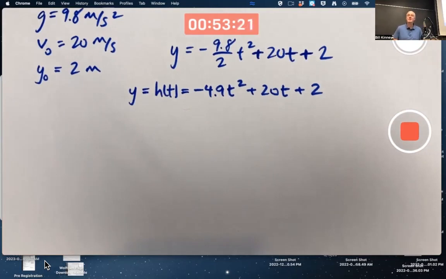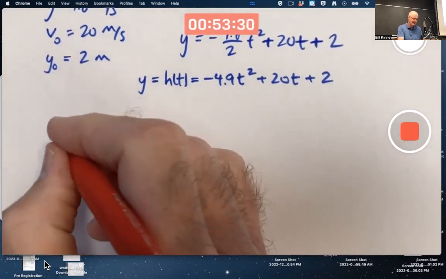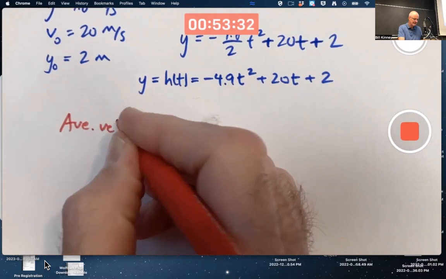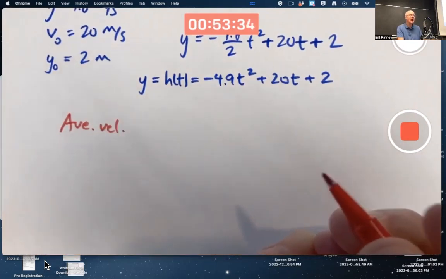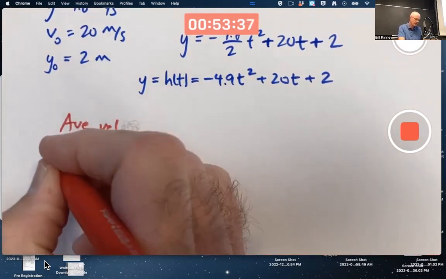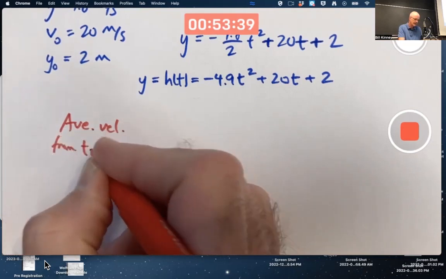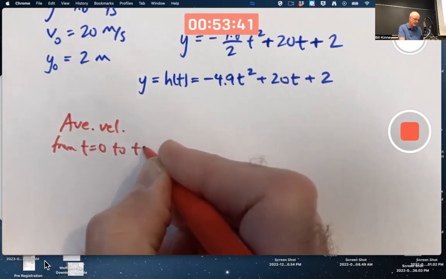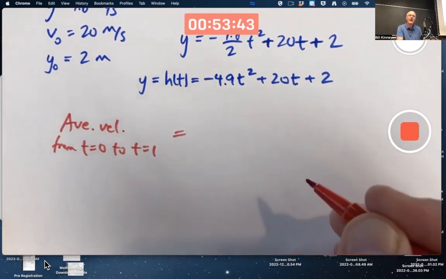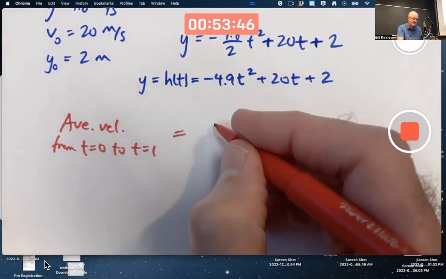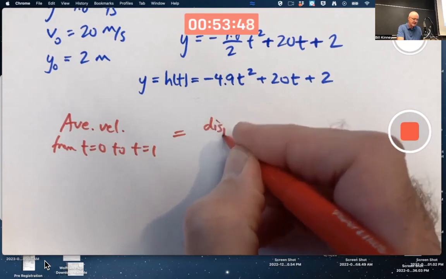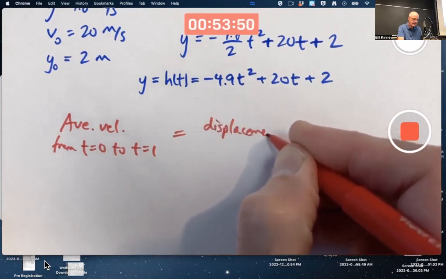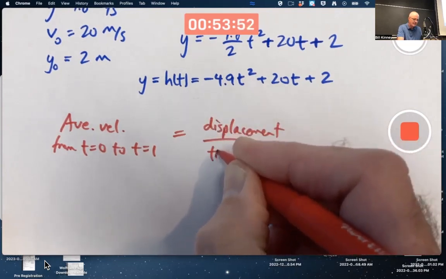I might want to figure out an average velocity. How do you figure out an average velocity? Average velocity, say from time 0 to time 1, from t equals 0 to t equals 1. Average velocity is always displacement over time elapsed.